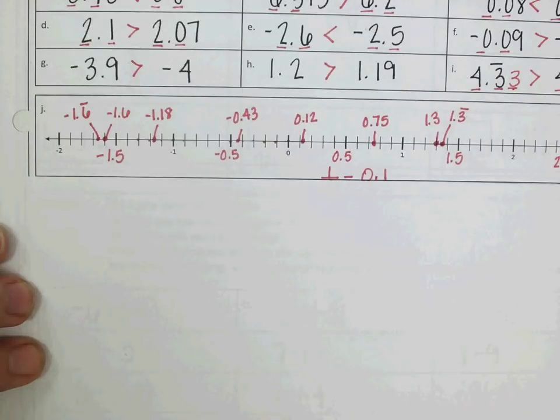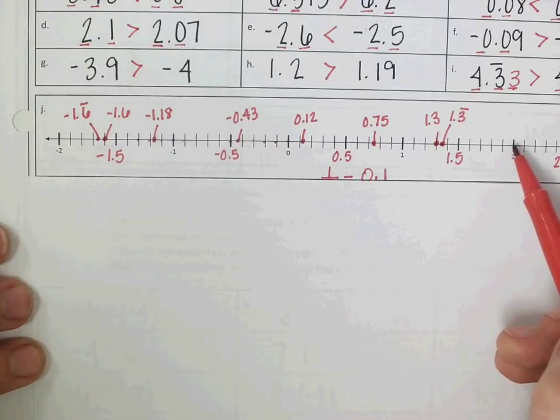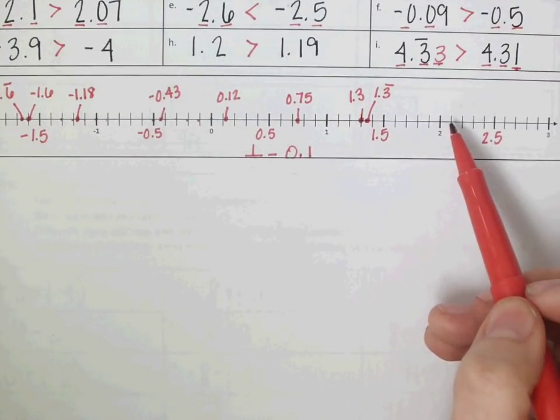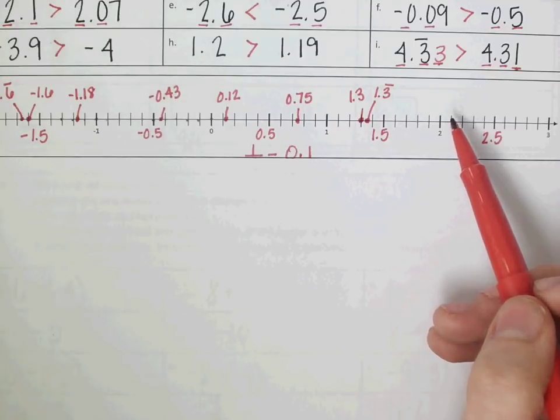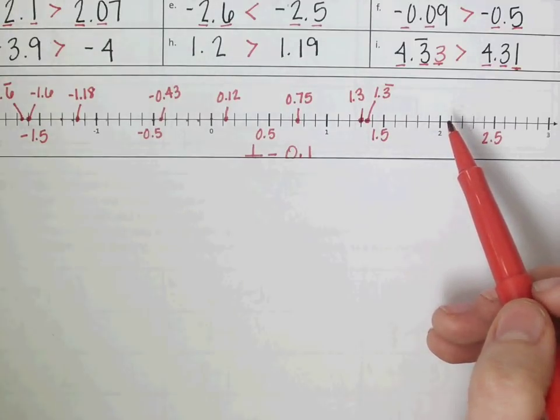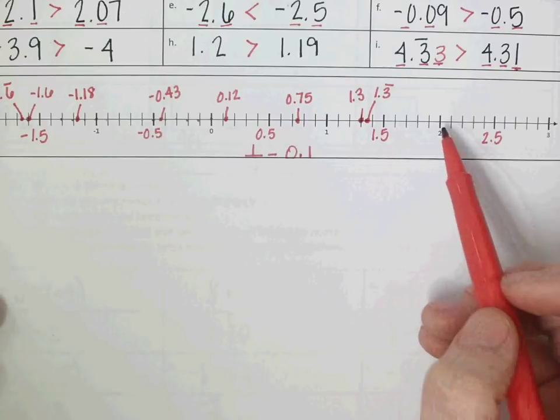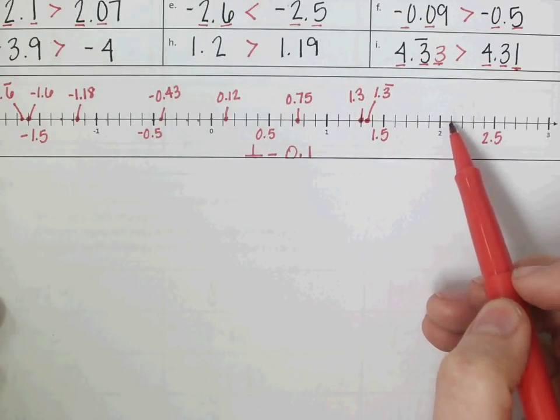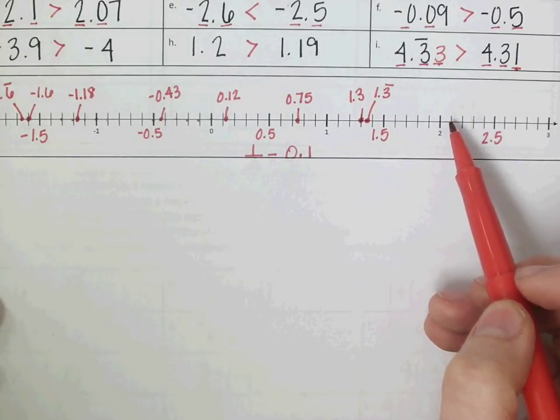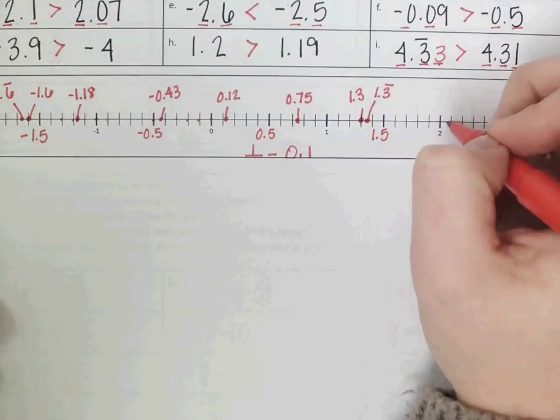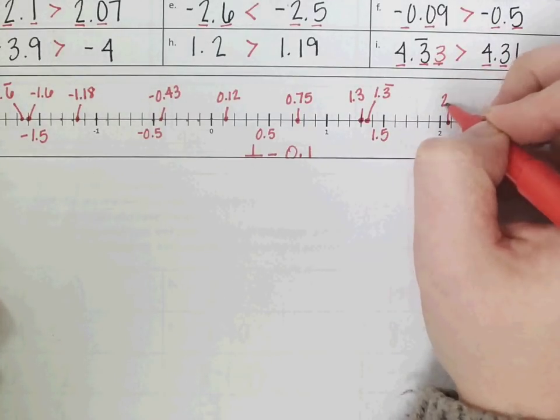Our next number is 2.09. So we know it's going to be at least 2, but 2.1 is our next line. Well, 2.1 is too big because I have 2.09. Okay, so we know it's going to be in between our 2 and our 2.1. Well, since we're talking about 0.09, it's going to be really close to our 2.1.